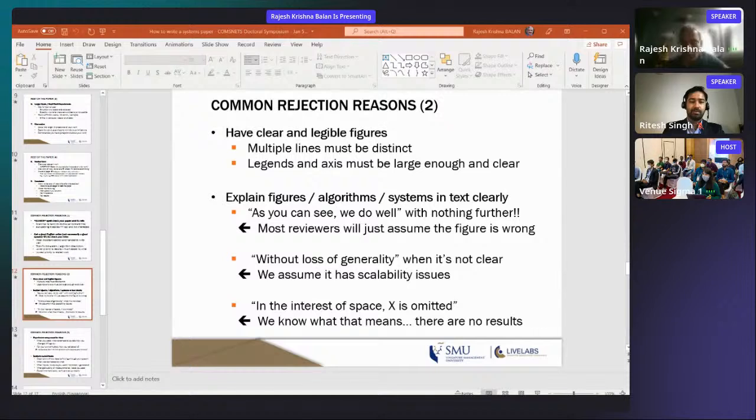Explain figures. See, these were animated, so unfortunately that's gone. But we see things like, "as you can see, we do well," with nothing further. Reviewers will just assume the figure is wrong. Or "without loss of generality." When it's not clear why it's without loss of generality, we assume it has scalability issues. Or the best one, "in the interest of space, X is omitted." Then we just mean that there's no X actually, right?